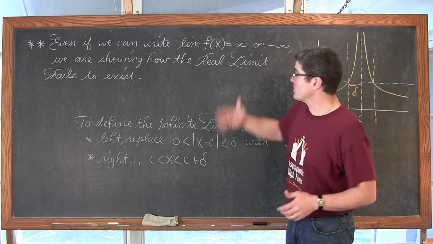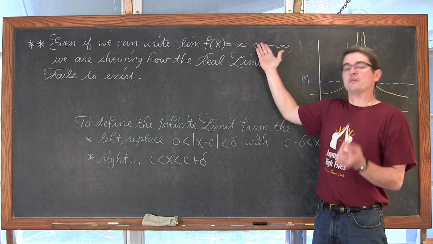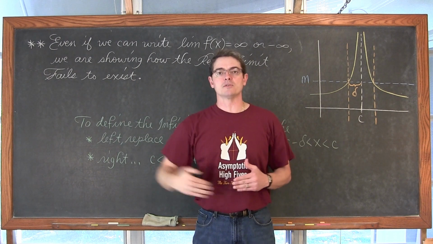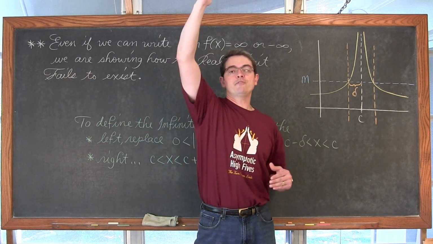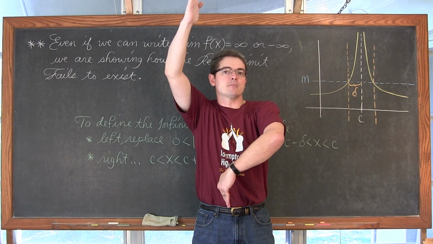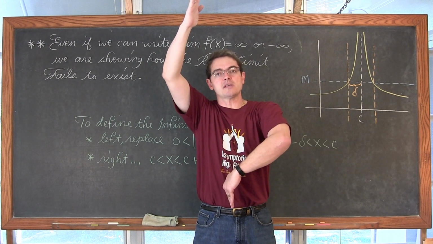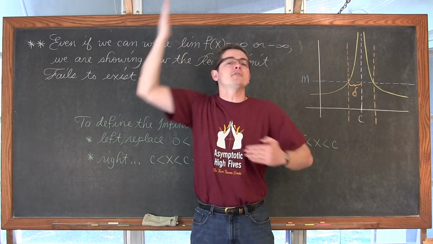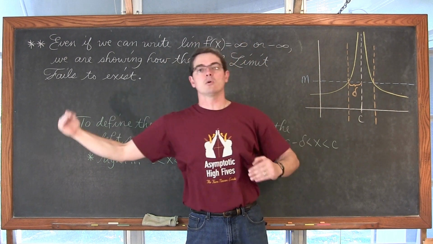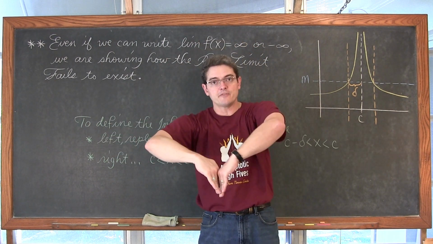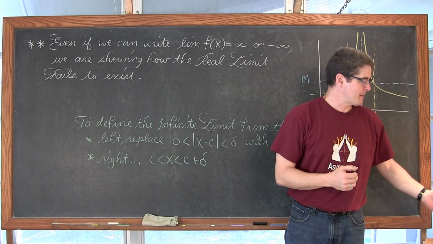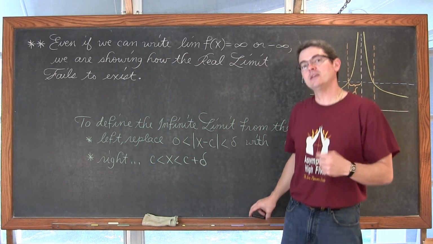Now, sometimes we're going to even say that the infinite limit doesn't exist, because just like with real limits, the left and right have to be equal. So if it approaches infinity from the left and approaches negative infinity from the right, as it approaches this vertical asymptote, then we're going to say that there is no infinite limit either. But if it approaches infinity from the left and infinity from the right, or negative infinity from the left and negative infinity from the right, if those left and right limits match, then we will say that there is an infinite limit.